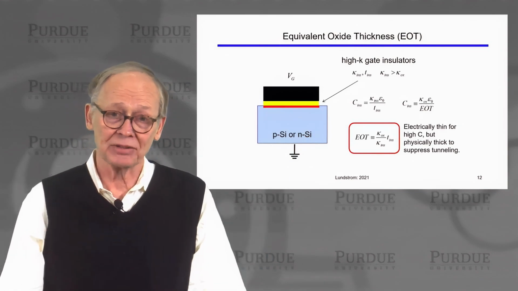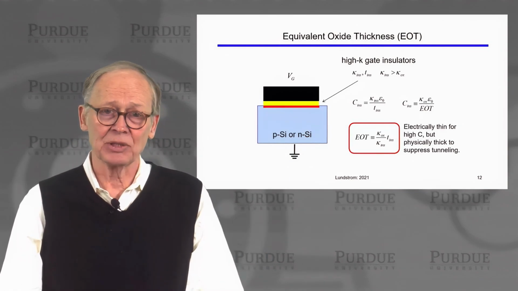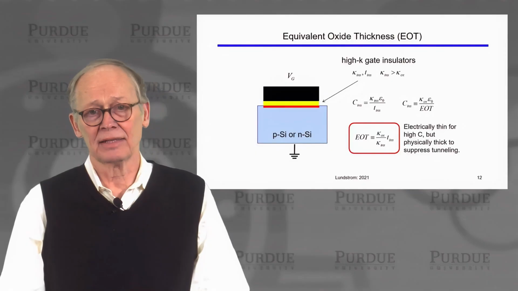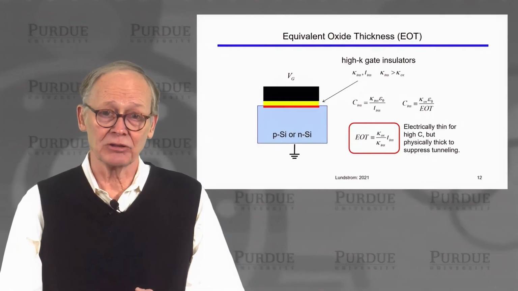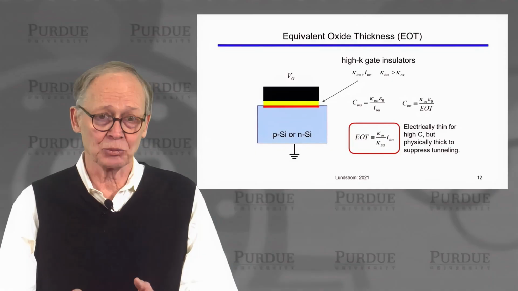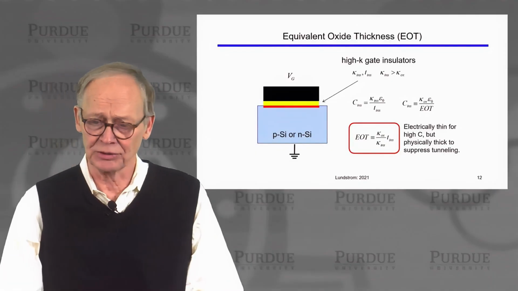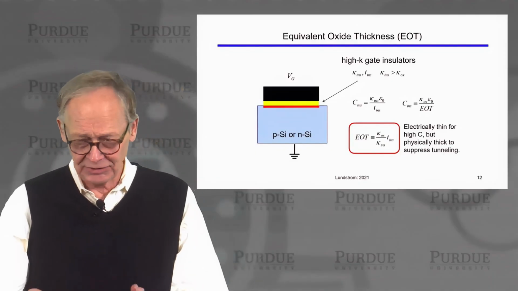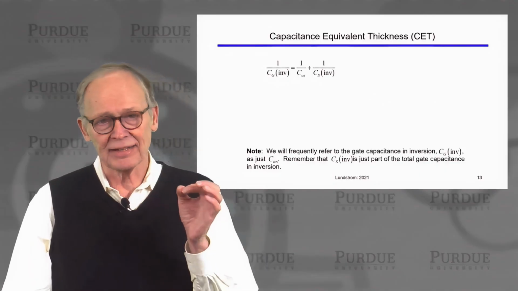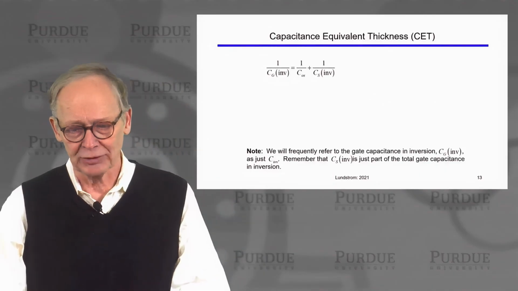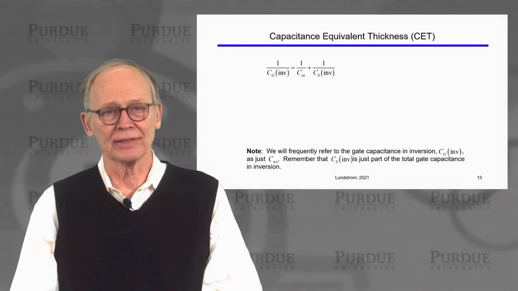So we get high capacitance, as high as we could get with a very thin SiO2 layer, but we couldn't use those thin SiO2 layers because they would be too leaky. That's why high K gate dielectrics are used, and this is how equivalent oxide thickness is defined. There is another term that you will encounter. It's called capacitance equivalent thickness.